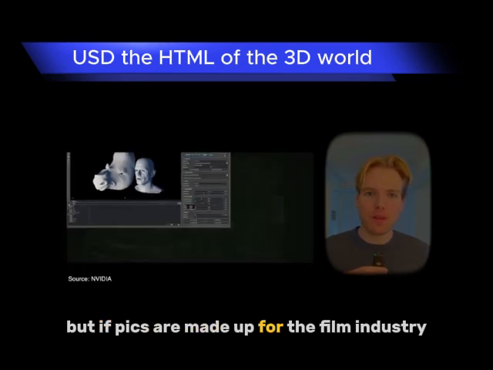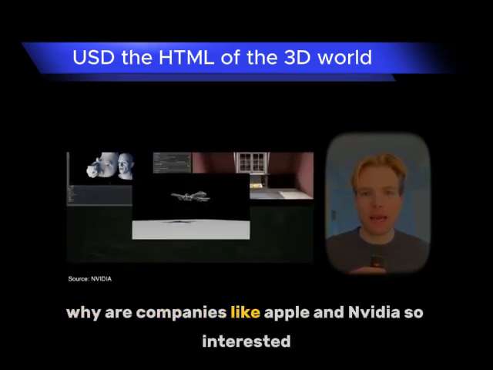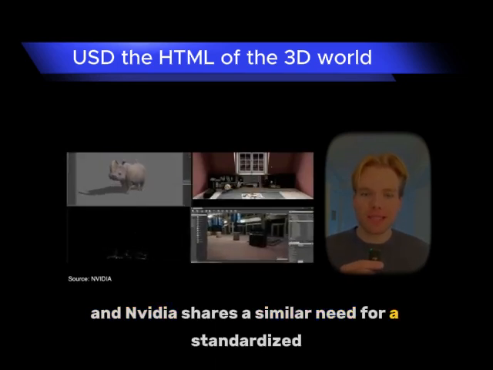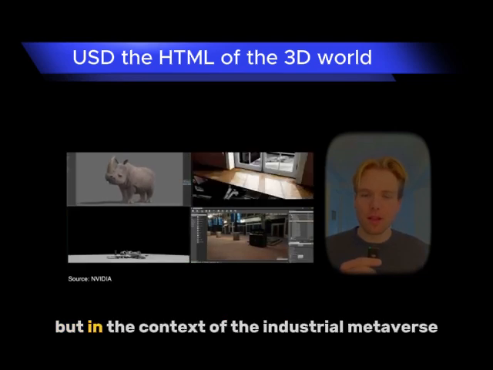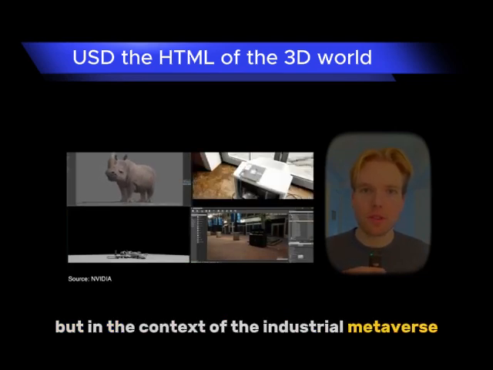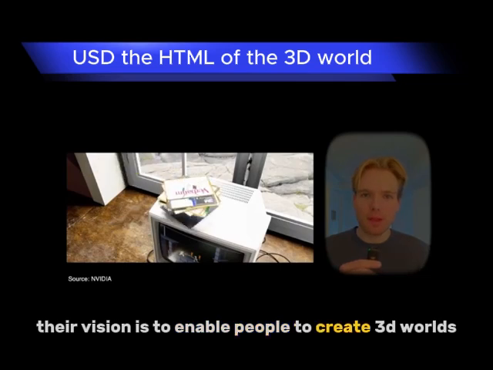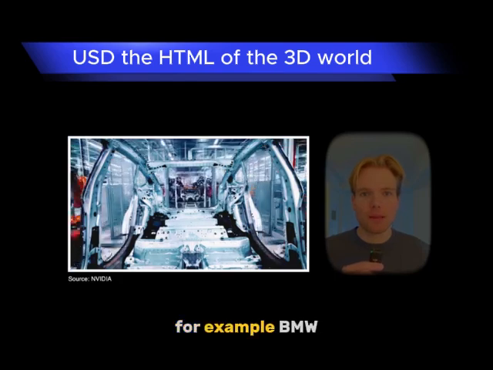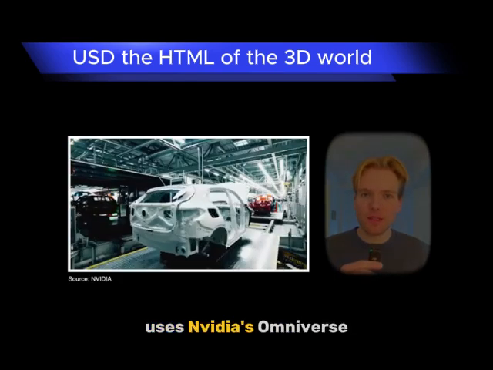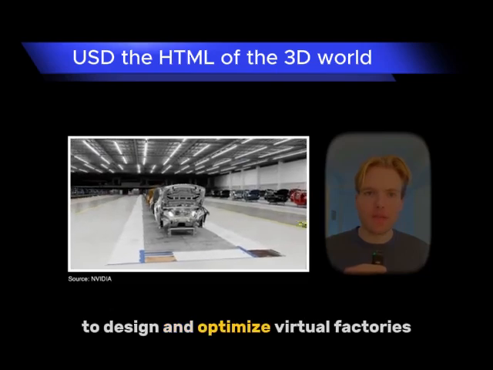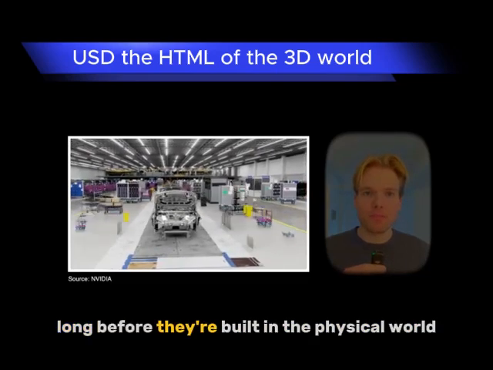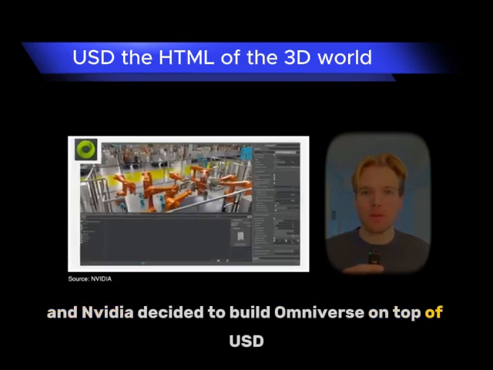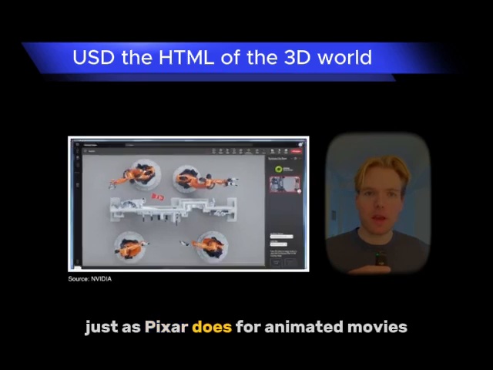But if Pixar made it for the film industry, why are companies like Apple and Nvidia so interested? Nvidia shares a similar need for a standardized 3D framework, but in the context of the industrial metaverse. Their vision is to enable people to create 3D worlds for lifelike simulations and visualizations. For example, BMW uses NVIDIA's Omniverse to design and optimize virtual factories long before they're built in the physical world. And NVIDIA decided to build Omniverse on top of USD, just as Pixar does for animated movies.